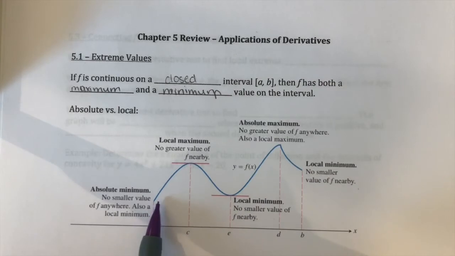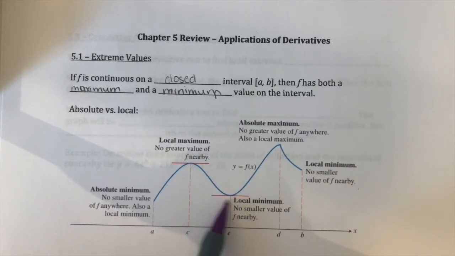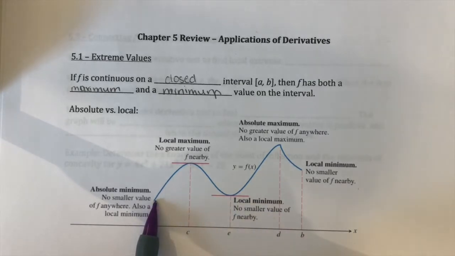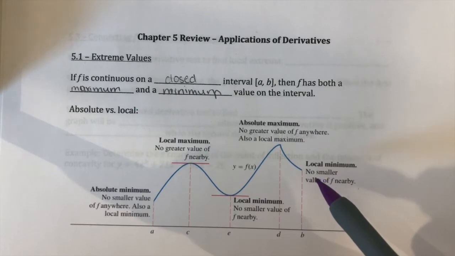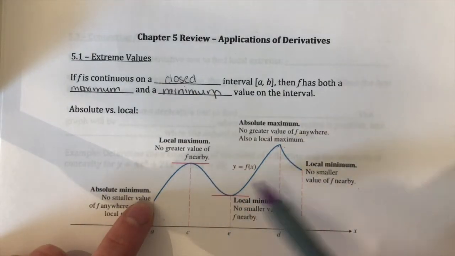So an absolute minimum is the lowest possible. A local is just based on where the other points around it are. So out of all the points in this area, this one's the minimum, but it's not the lowest of the entire graph. Okay. So these two would be our absolute, and then these ones are all local.